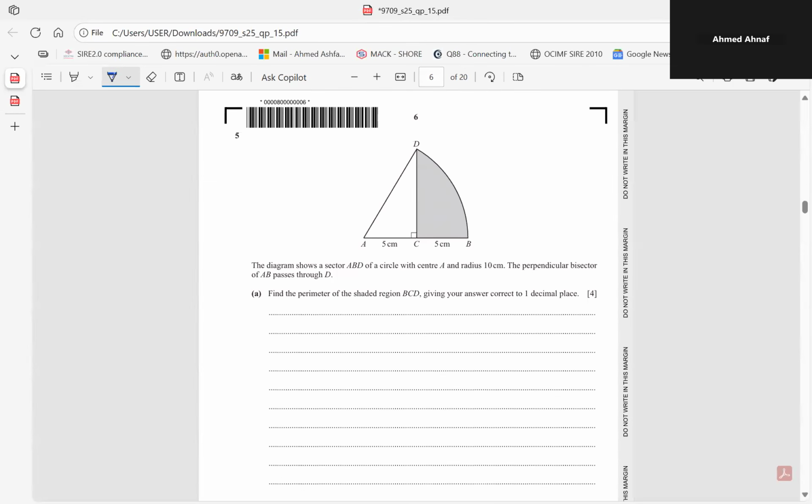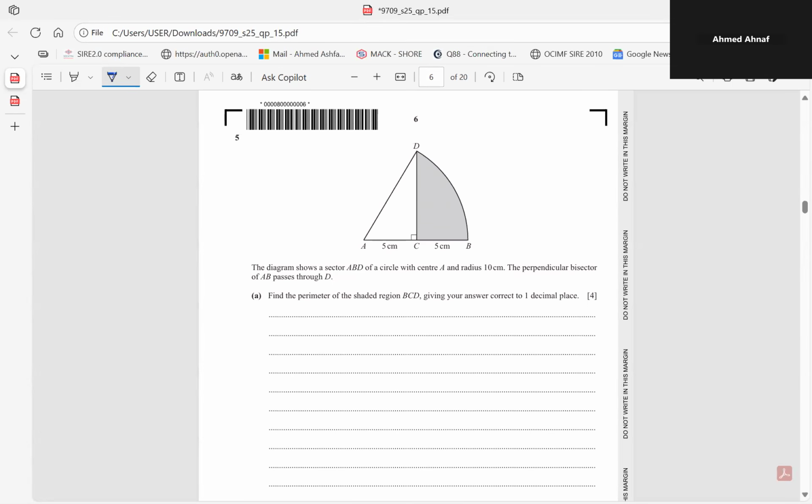Okay, so for this question, we're given this diagram which shows the sector ABD of a circle with center A and radius 10 centimeters. So here AD will also be 10 centimeters. The perpendicular bisector of AB passes through D. Okay, so the perpendicular bisector is CD. As you can see here, I'm going to mark it in blue.